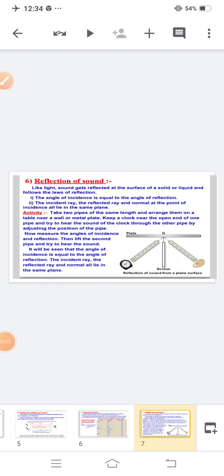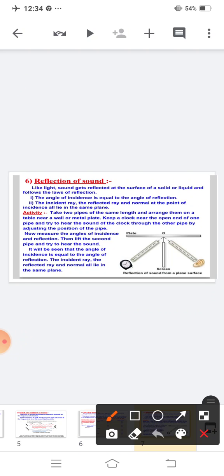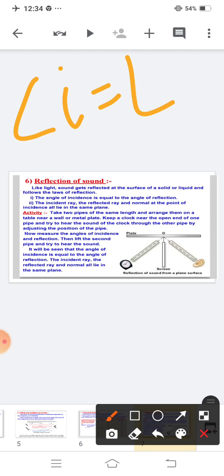Now our next topic is reflection of sound. This we have done in our earlier standard. Like light, sound gets reflected at the surface of a solid or a liquid and follows the law of reflection. The angle of incidence, angle i, is equal to the angle of reflection, angle r. Clear? The incident ray, the reflected ray, and the normal at the point of incidence all lie in the same plane, like this.